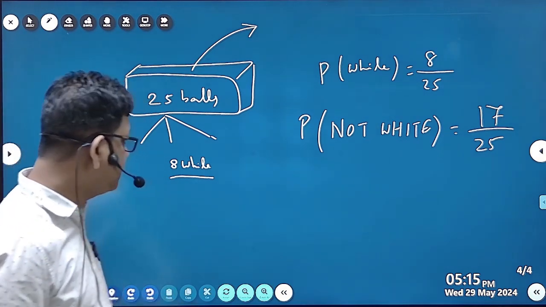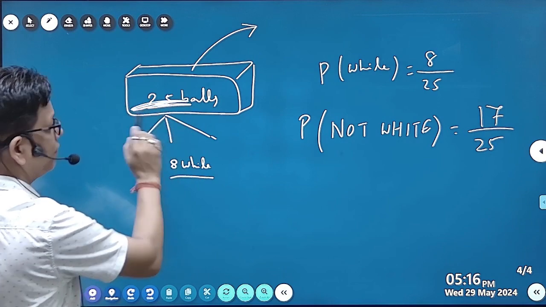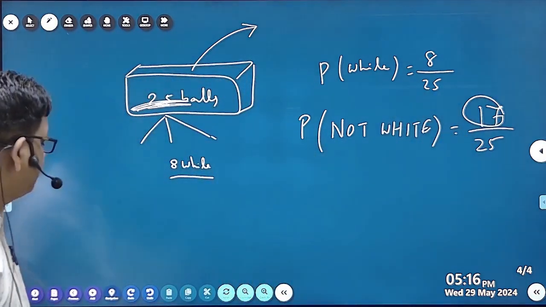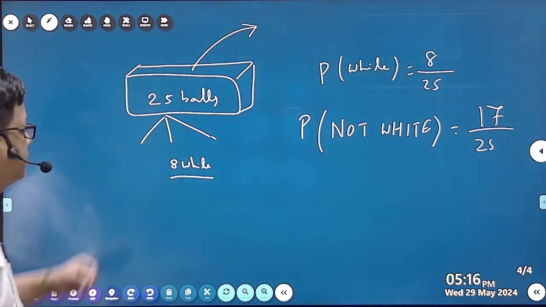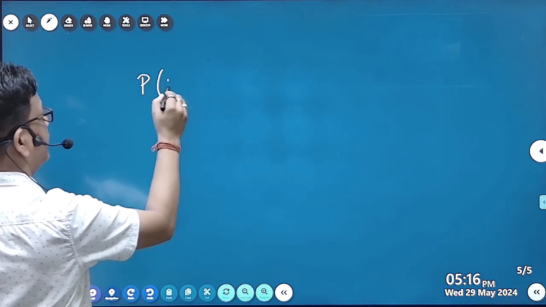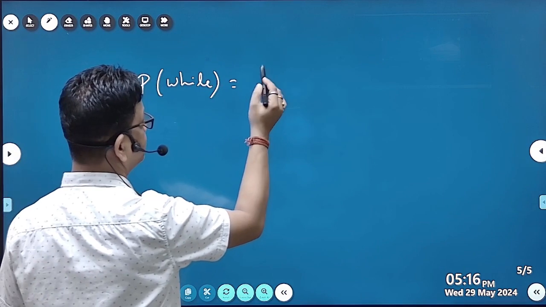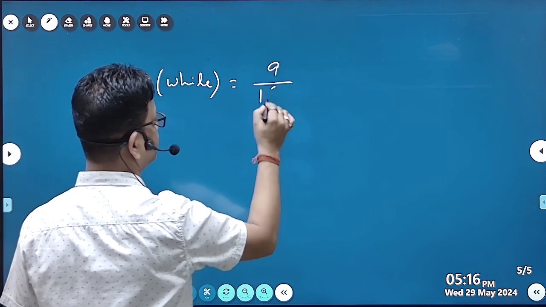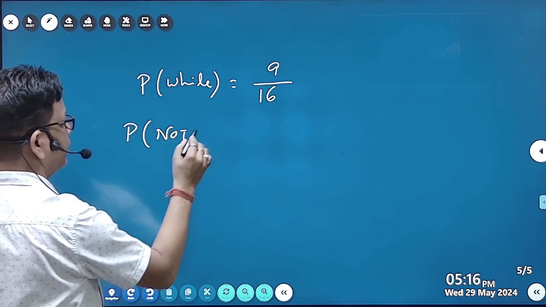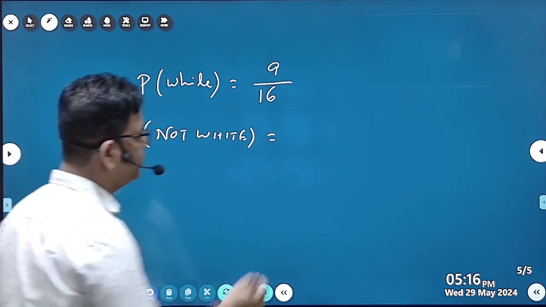Now these things can be generalized like this. Suppose now the number 25 was there, so we could understand that 25 minus 8 is 17. But if it is not there, suppose the probability question is given like this: probability of getting a white ball is, suppose, 9 by 16. Getting it? What is the probability of not white? So yes, we always subtract it from 1.